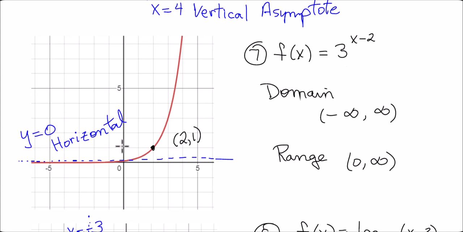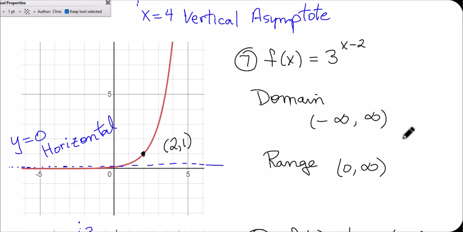So normally it's crossing at 0, 1. It gets shifted over to the right by 2. So the new important point is 2, 1. Exponential functions don't have vertical asymptotes, but they do have horizontal ones. And since there's no up or down, the horizontal is y equals 0. So it never touches that horizontal asymptote. That's why the range has a parenthesis on the 0.